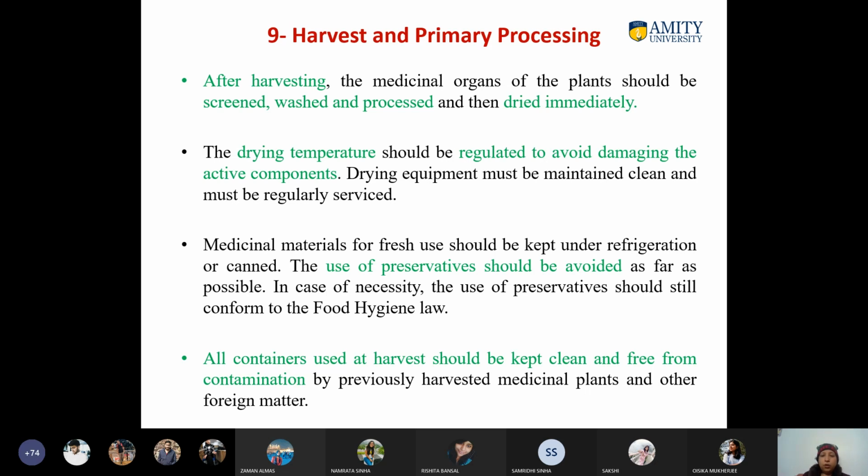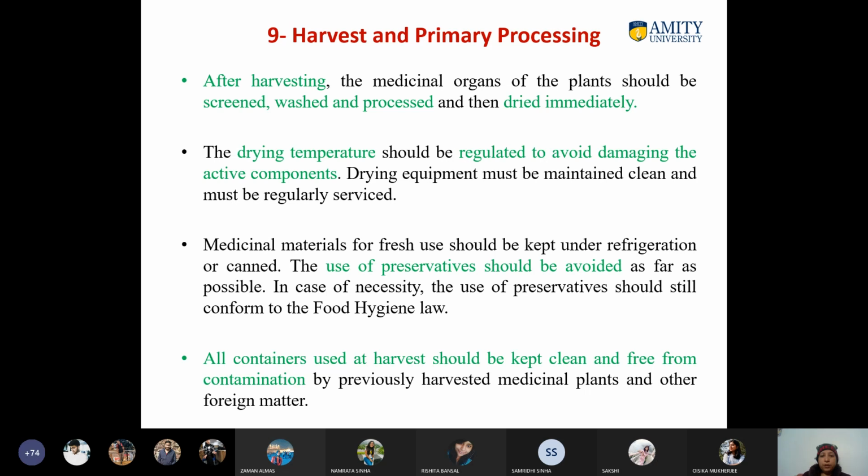Then they are processed and dried immediately. Whatever temperature you use for drying, you have to ensure that it should not damage your active constituents, because active constituents are highly susceptible to temperature. So the drying temperature should not be so high that it damages the active components. Then whatever drying equipment you are using should be clean, and regularly cleaned and serviced. Then, regarding preservatives, first, medicinal materials can be stored under refrigeration or under canning if they are being taken for secondary processing conditions. Okay?